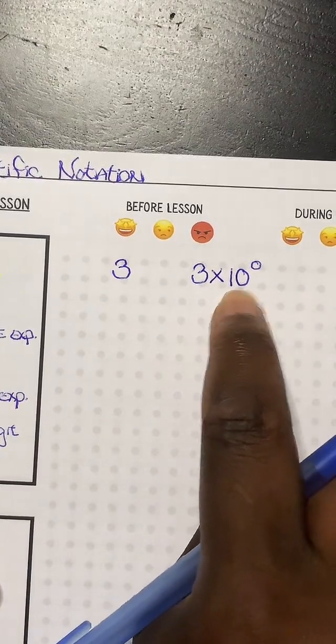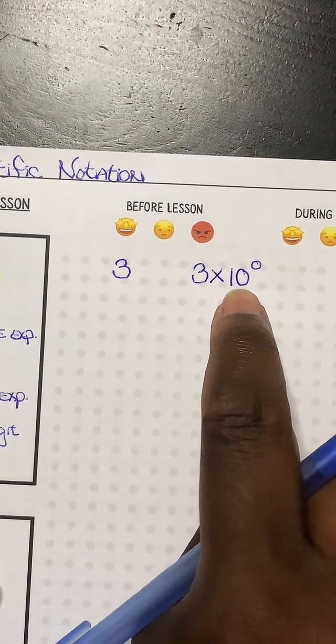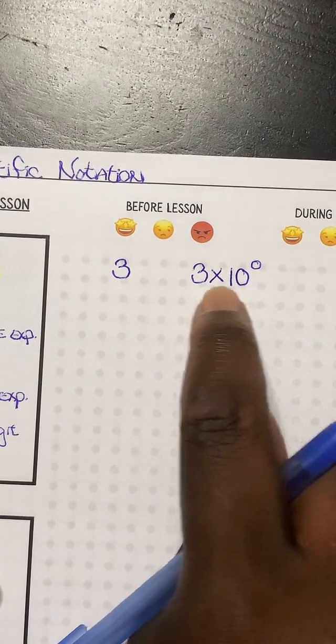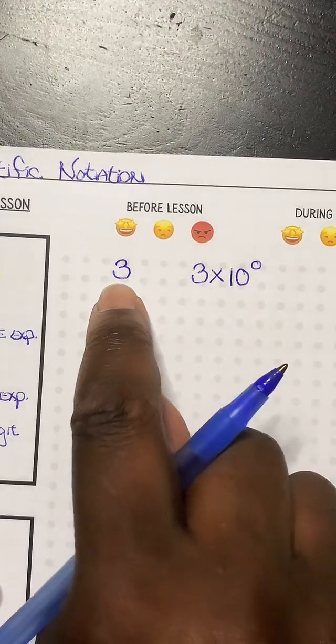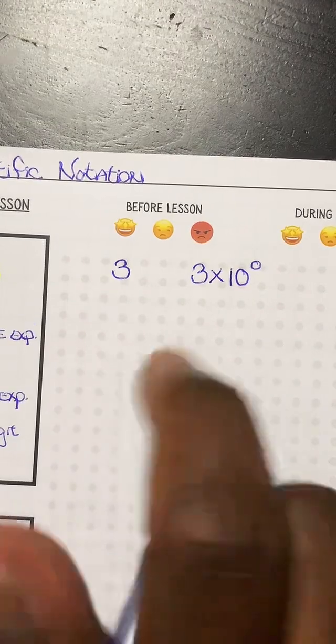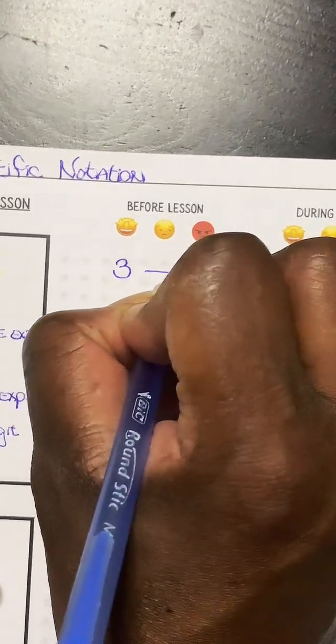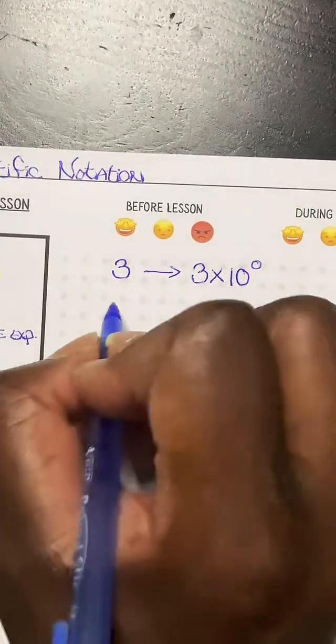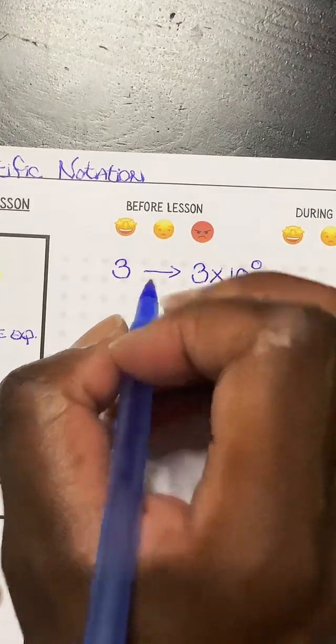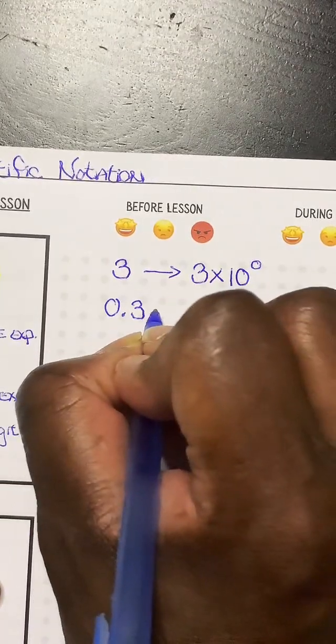So if this 10 is being raised to the 0 power, that's equivalent to 1. So 3 times 1 gives me 3, okay? So let me give you an arrow so you can get the transition. So if I give you, let's say, 3/10.